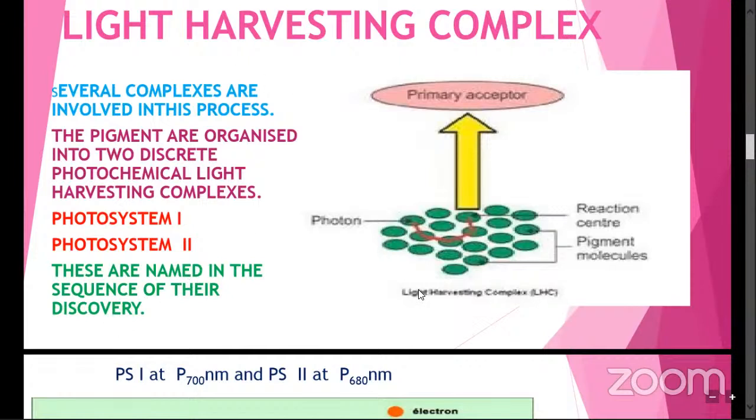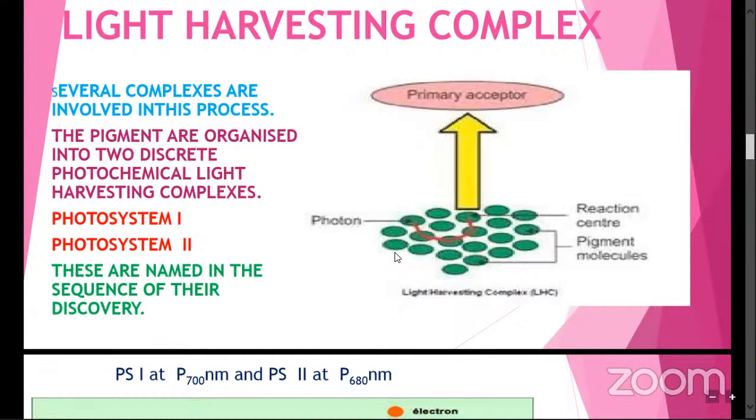These complexes, light harvesting complexes, LHC, contain one reaction center. Usually the reaction center is definitely a chlorophyll pigment, either A or B. And surrounding this reaction center, there are other pigment molecules. Yesterday, we discussed the accessory pigments. What are the accessory pigments? Carotenoids and phycobilins. Both are together called accessory pigments.